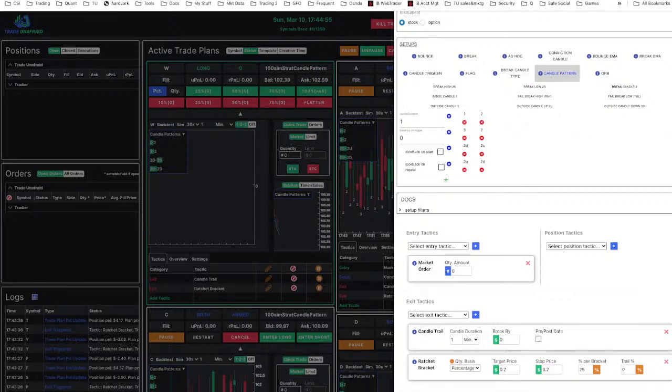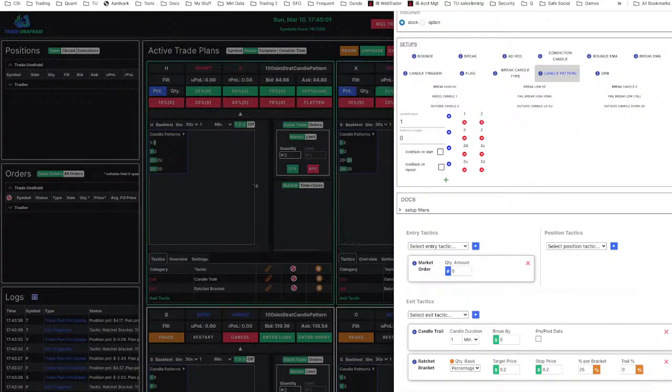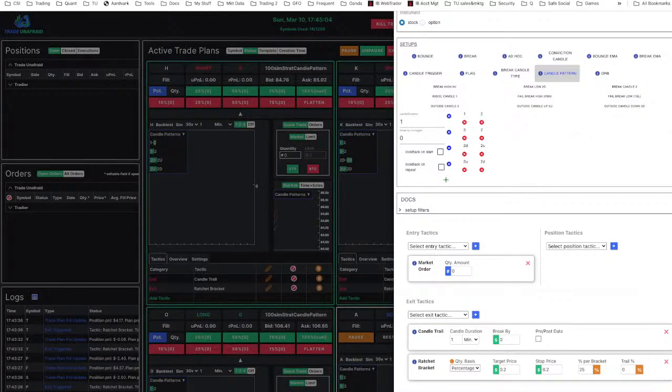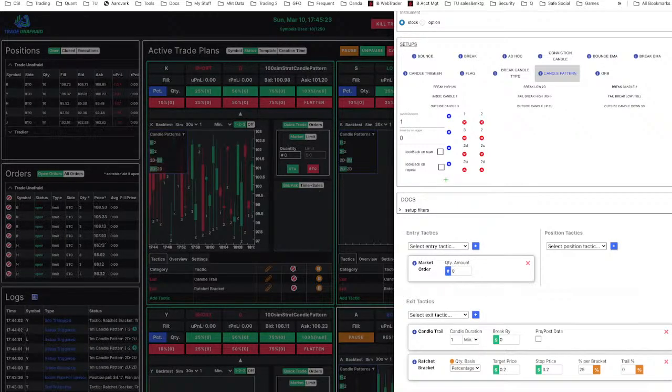But with Trade Unafraid, it manages all of these different conflicting or contradictory orders, and it will just exit when whichever one gets triggered first. So I hope that's clear, but anyway, it's a very powerful way to have multiple stops based on different things, and you'll just get out when one of them triggers.